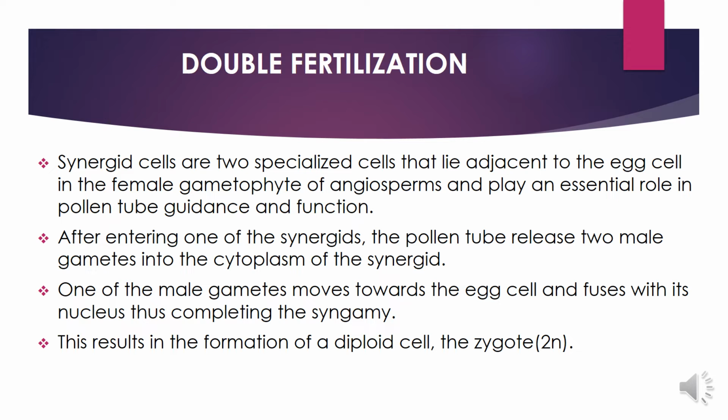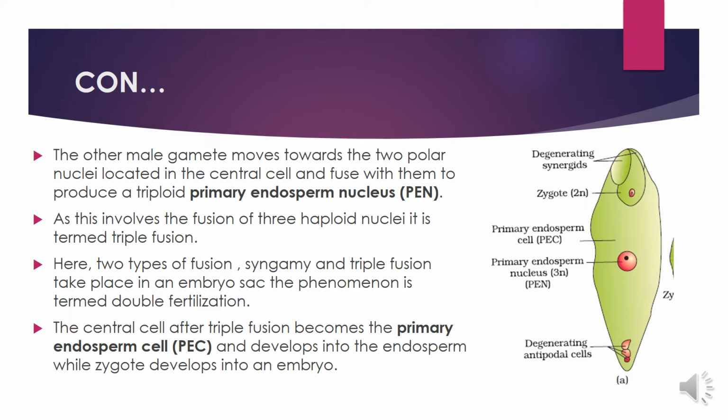As you know, syngamy is the act of fertilization. This results in the formation of a diploid cell, we can say zygote, that is 2N. You can see in the diagram, the other male gamete moves towards the polar nuclei located in the central cell and fuses with them to produce a triploid primary endosperm nucleus, that is PEN. You can see in the diagram. As this involves the fusion of three haploid nuclei, it is termed as triple fusion. You can see in the diagram, primary endosperm nucleus 3N.